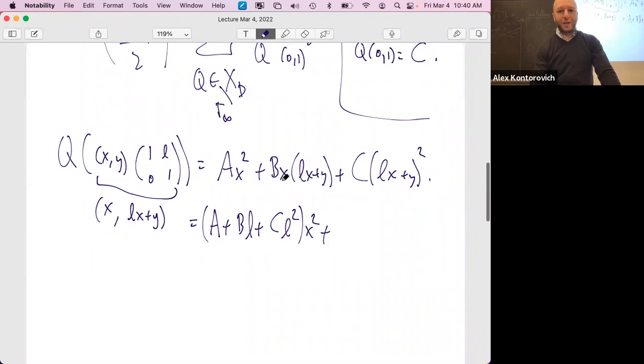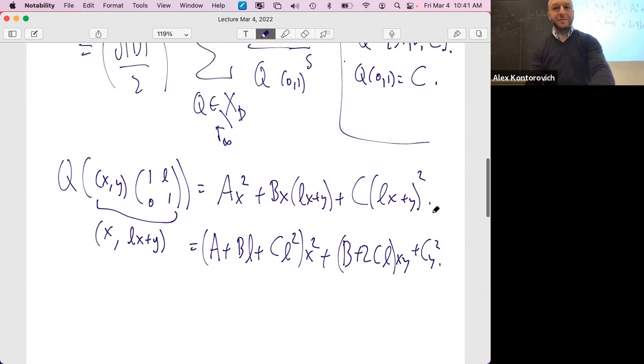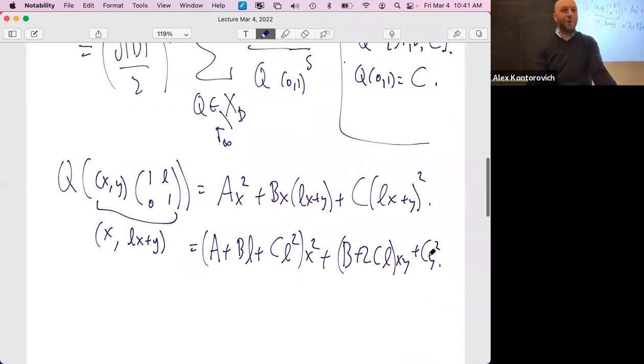What's the new b coefficient? What's the new cross term? There's a bxy, and then there is a 2cL xy. And then what about a y squared? There's no y squareds here or here. It's just c y squared. So when you're doing Q of 0, 1, they have the same c, of course. That's why this sum is well defined. This is picking off the c term, which only depends on xd mod gamma infinity.